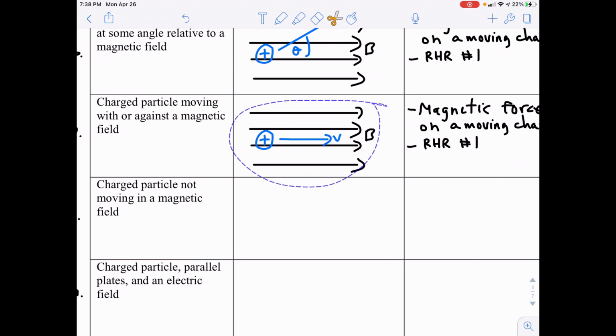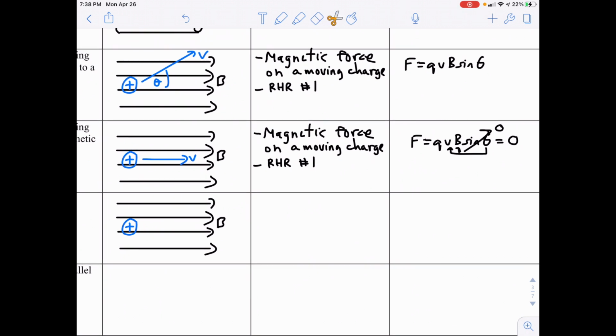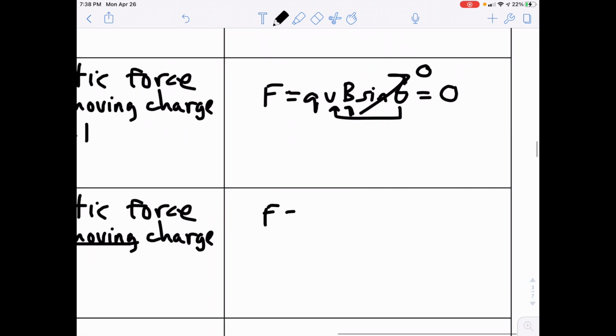And what if we have a situation where we have a magnetic field and a charged particle stationary in that field? Well, magnetic force on a charged particle is the main concept, but you have to be a moving charge. That's why I've got this term here. Magnetic force on a moving charge. If you're not moving, use the same equation. F equals QVB sine theta. If velocity is 0, right, the whole force is 0.